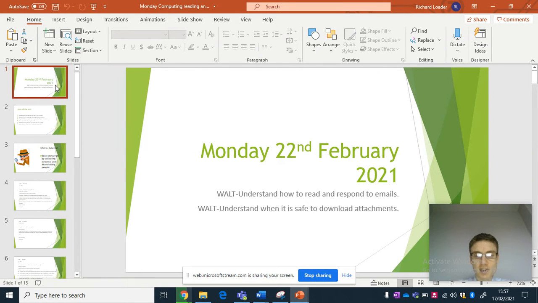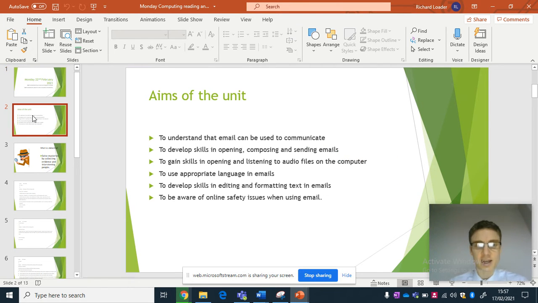Our learning objectives are to understand how to read and respond to emails, and also understand when it is safe to download attachments. Okay, now this is a new unit, and it's called We Are Detectives. We'll talk about that in a second.